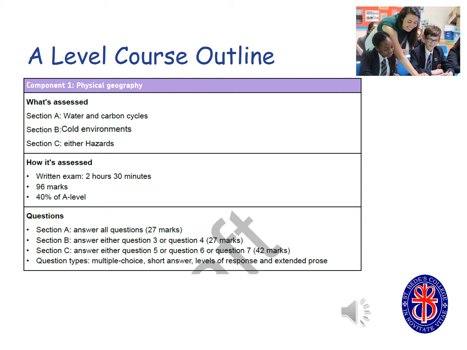So firstly, the course is split up into physical and human geography, just like it was at GCSE. The physical geography covers water and carbon, cold environments and hazards as the three topics. The exam itself for the physical side of the course is 2.5 hours long, and that equates to 40% of your A-level.